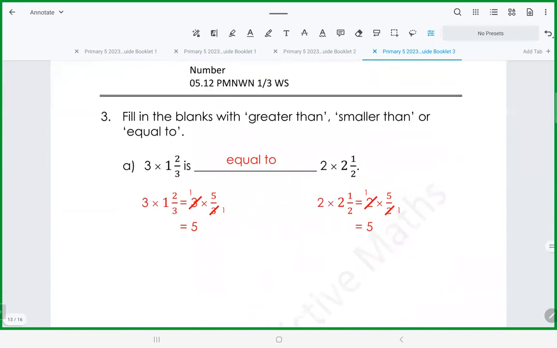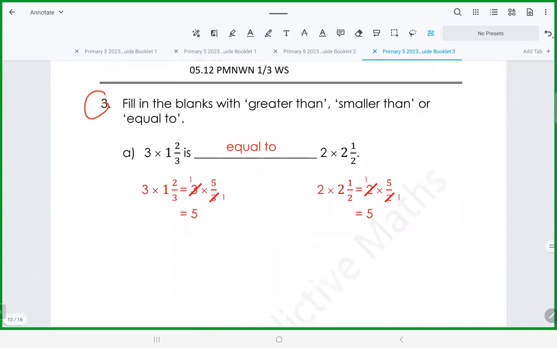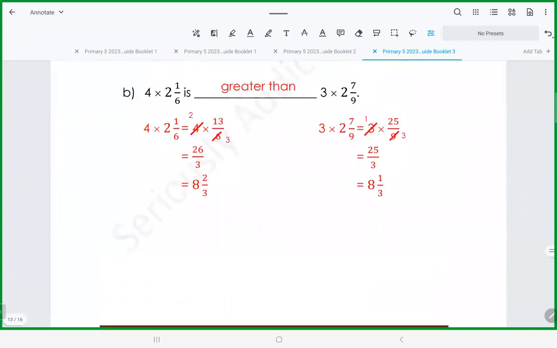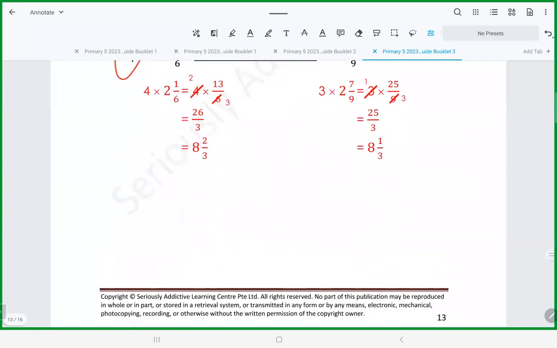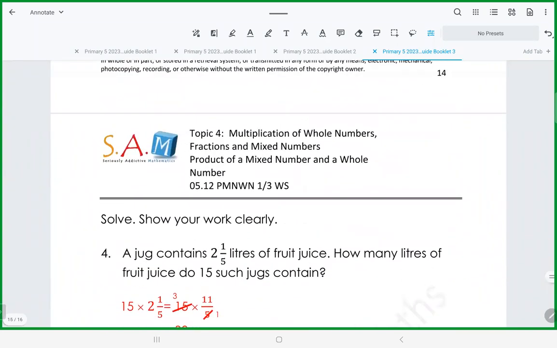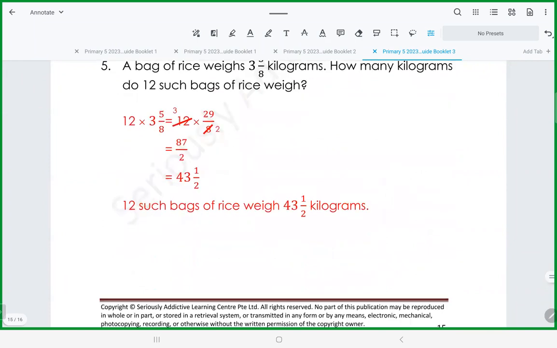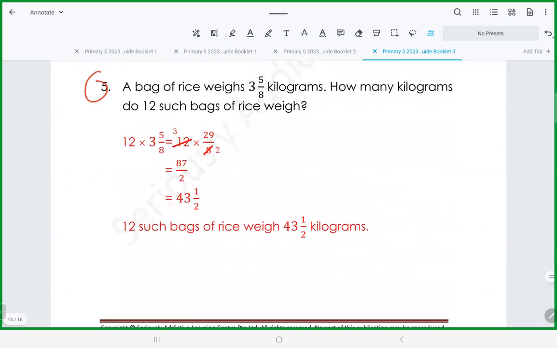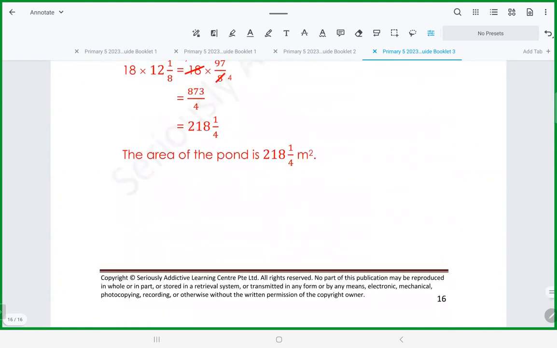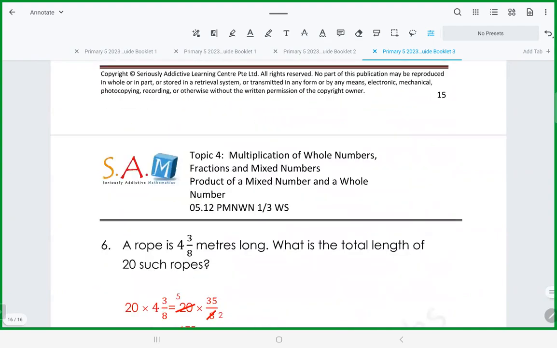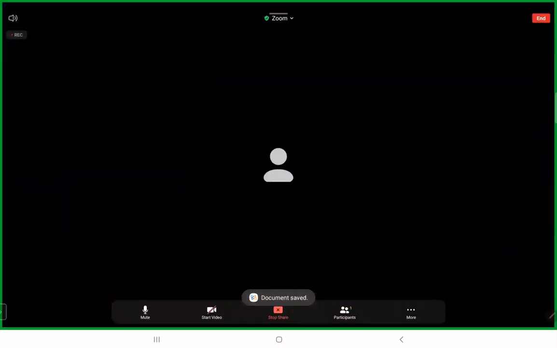The rest are really a lot of repetition questions. Let's try 3A on page 13, and maybe B. By then we'll do a couple of word problems. Get them to do page 15, question 5: a bag of rice weighs 3 wholes 5 out of 8 kilograms. How many kilograms do 12 bags of rice weigh? So it's 12 times 3 wholes 5 out of 8. Remember to get them to write the statement at the end of the question. And with that, sorry about the hiccups earlier on, and I shall end the lesson here.